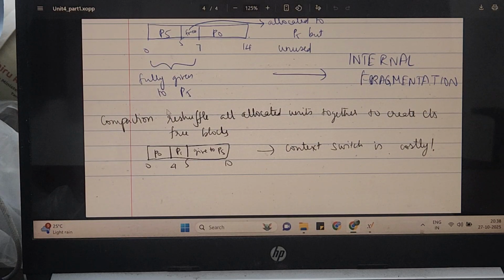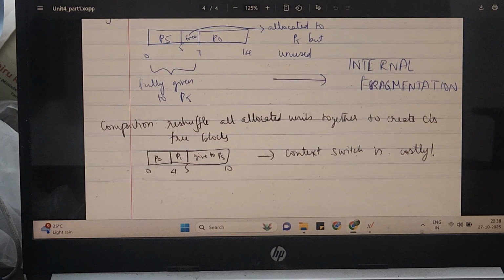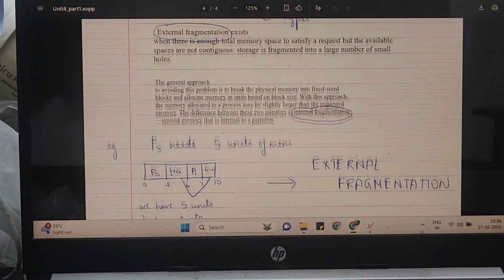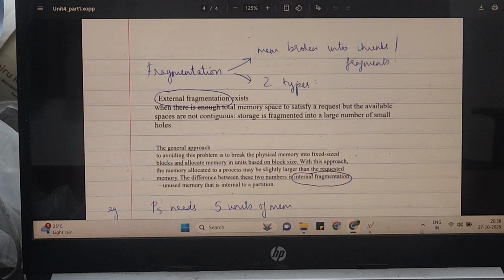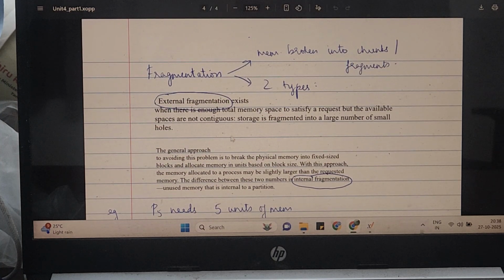So this reshuffling which we talked about is called compaction. Now you can do that, but as I said, context switch is costly, so that is not always a feasible option to solve external fragmentation. So instead we have to look for another solution.